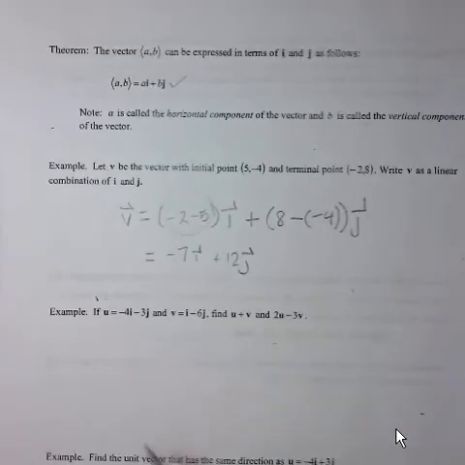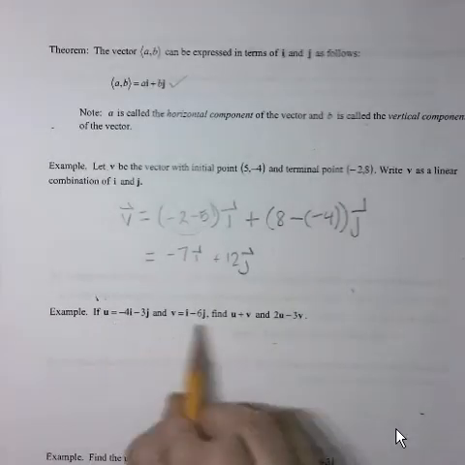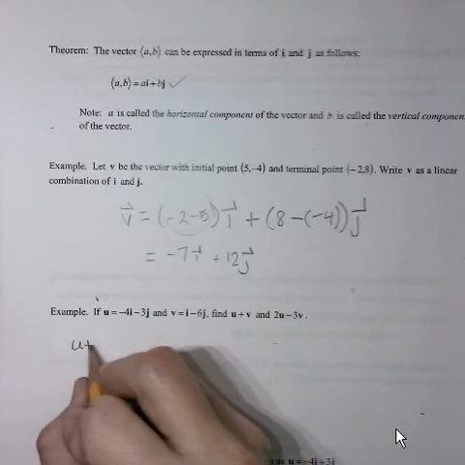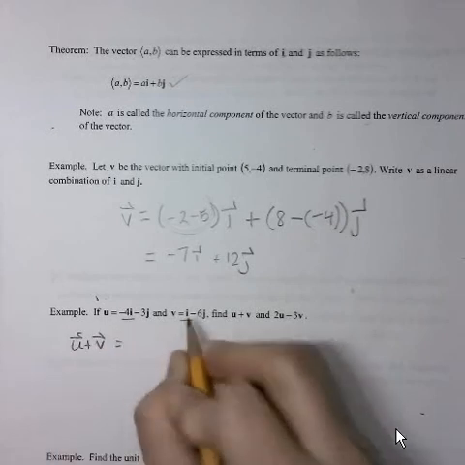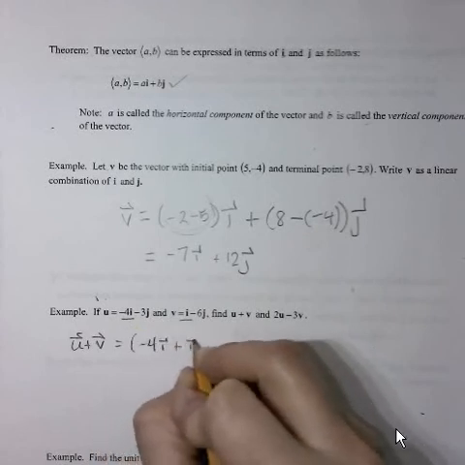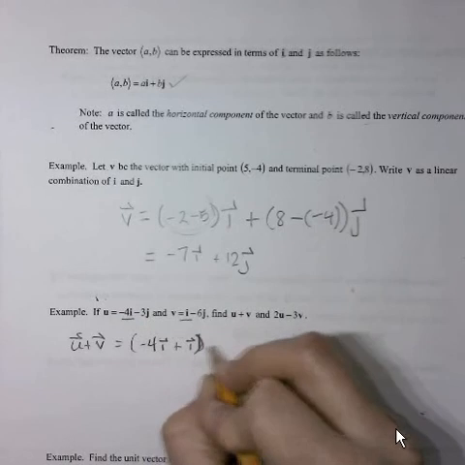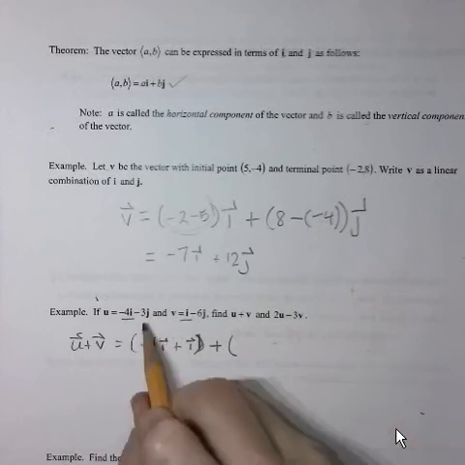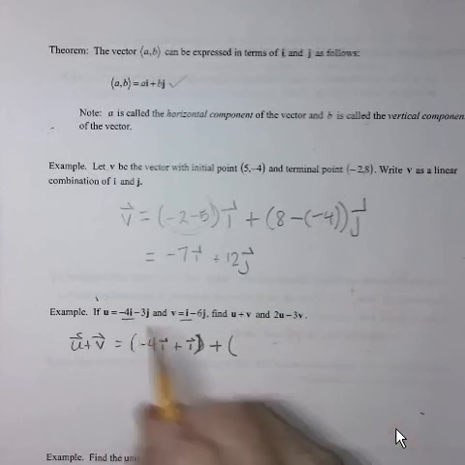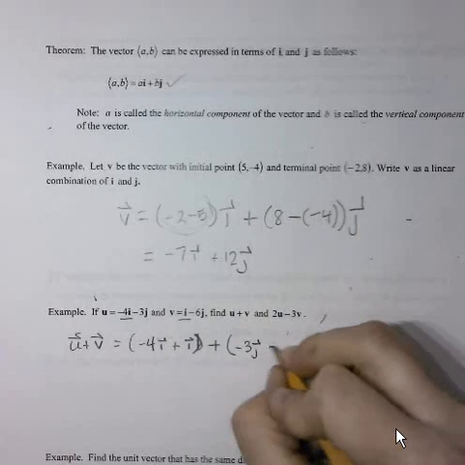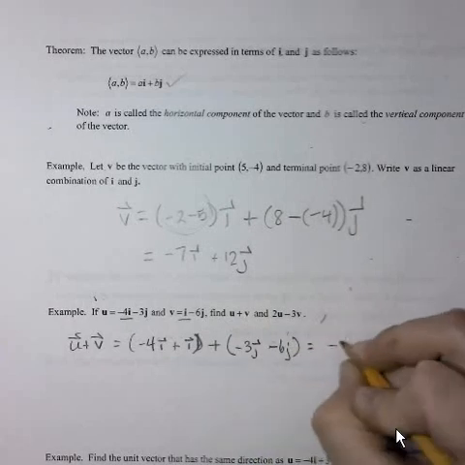And then when we do vector addition, subtraction, scalar multiplication, so u plus v, it's just like adding like terms. Negative 4i plus i, and then plus, and you don't have to write this down because it's so easy, you can just do it all in your head, but I'm going to write it down this first time. Negative 3j minus 6j, plus a negative 6, right? So minus 6j. So this is -3i - 9j.